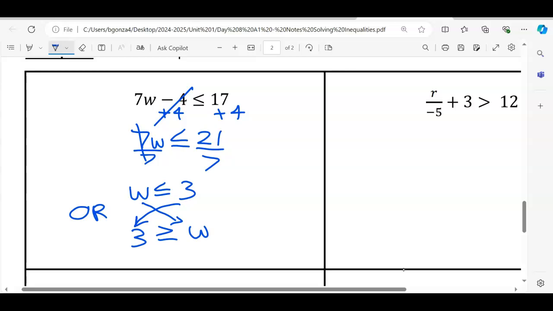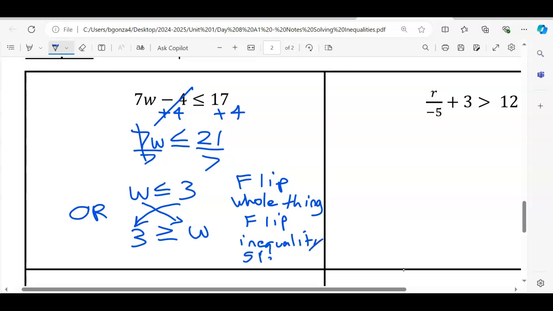They're both true. You can literally flip the entire inequality if you want to, but if you flip everything, you're going to have to flip that inequality, okay? So if you flip the whole thing, then you must flip the inequality sign.